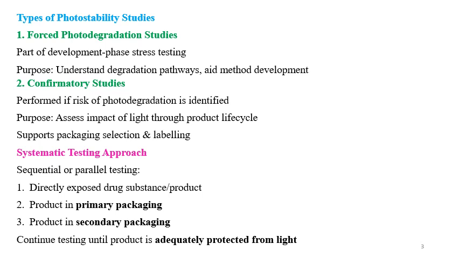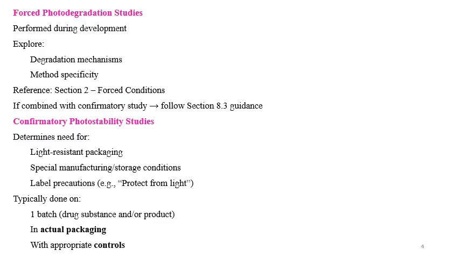For example, if you are making a tablet formulation or capsule formulation, and you are packaging it into an alu blister and then packaging the alu blister in a carton, the capsule in alu blister packaged in the carton will be secondary packaging and the alu blister will be primary packaging, while the open exposure capsules will be the directly exposed sample. Then continue testing until the product is adequately protected from the light.